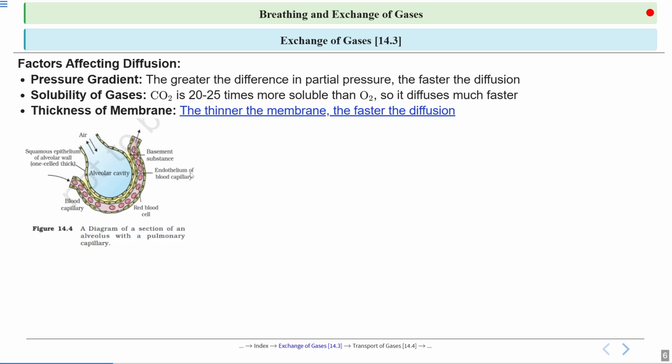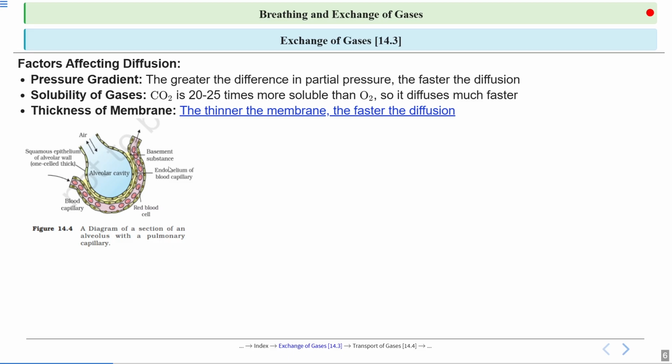it is made up of endothelium of blood capillaries. So it is also squamous epithelium. If it is written endothelium, it means it is again squamous epithelium, right? So both the alveoli as well as your blood capillaries have squamous epithelium, and in between it is the basement membrane.